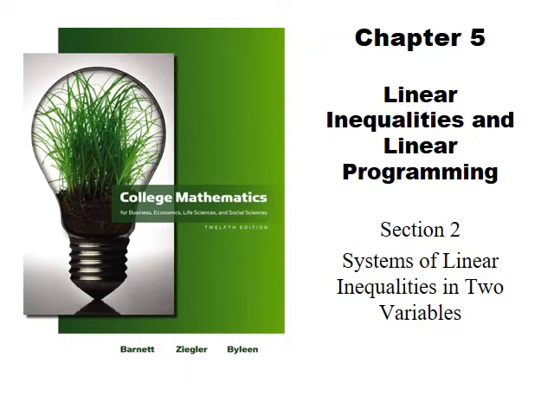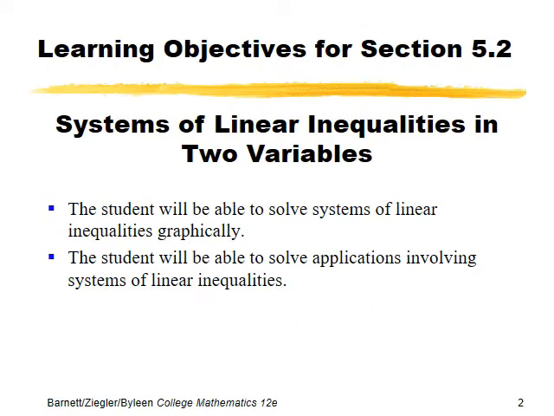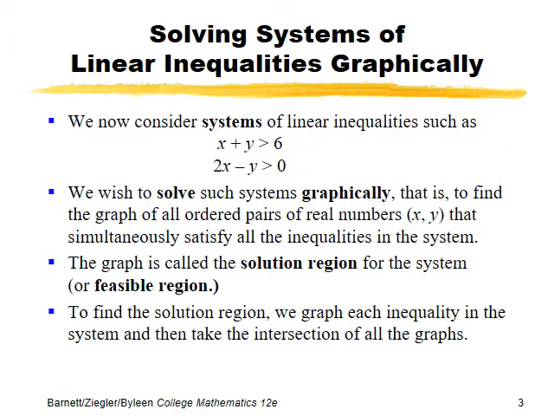So here is the second part of chapter 5, systems of linear inequalities in two variables. Here we will have two linear equations and plot them on the same coordinate system. In that case we will see the intersection part, which would be the solution region. So let's see how it works.